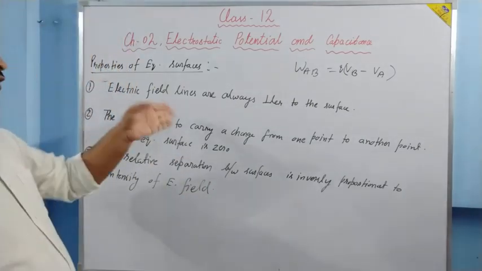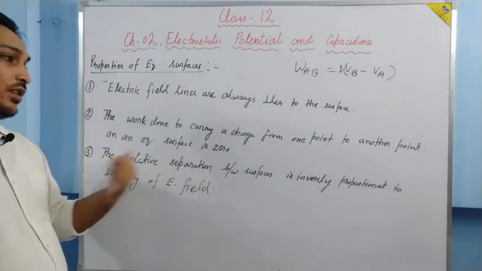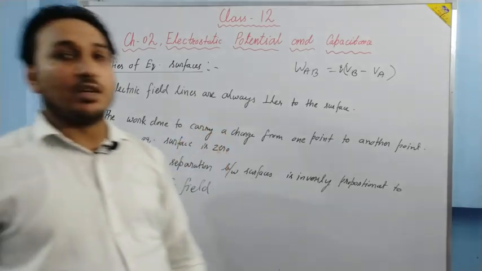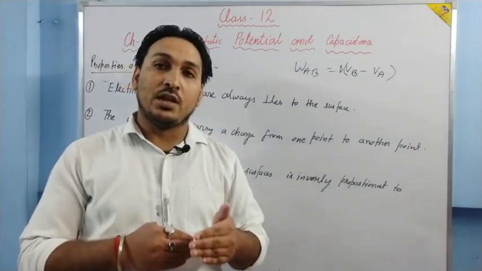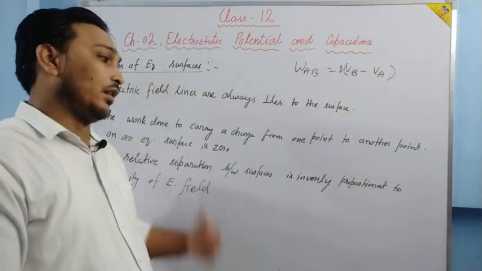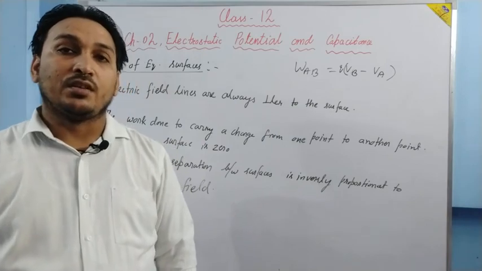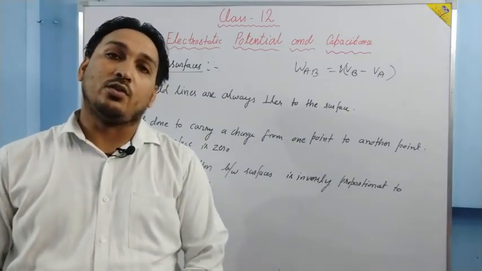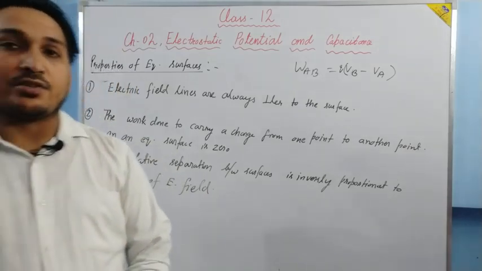So the first point can be proved with the second point. And the third point is that if the separation is large, the electric field is small. If the surfaces are close to each other, we say that the electric field is strong. So this is all for the day. Next topics we'll discuss in the next lecture. Thank you.